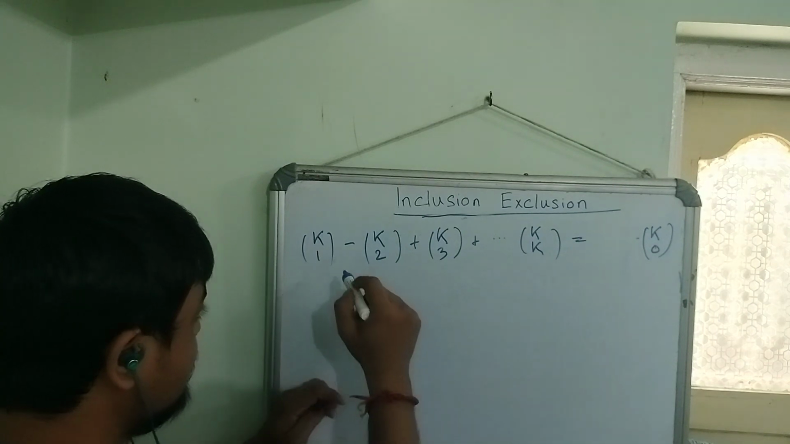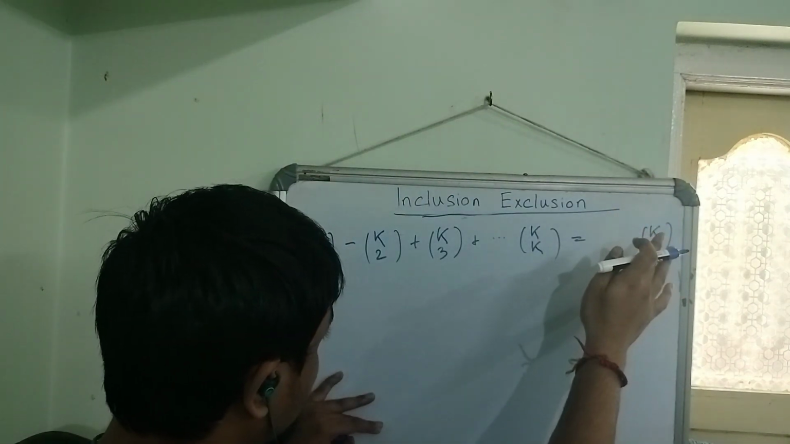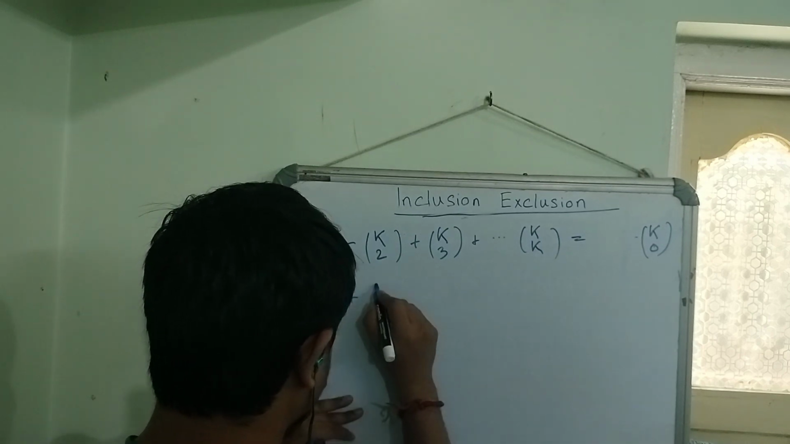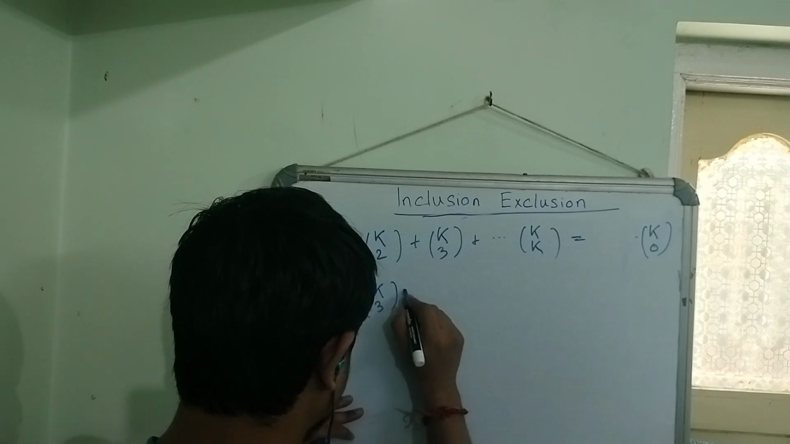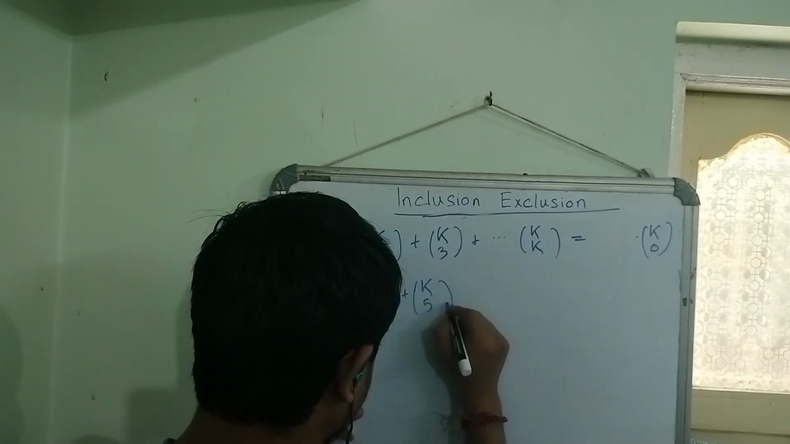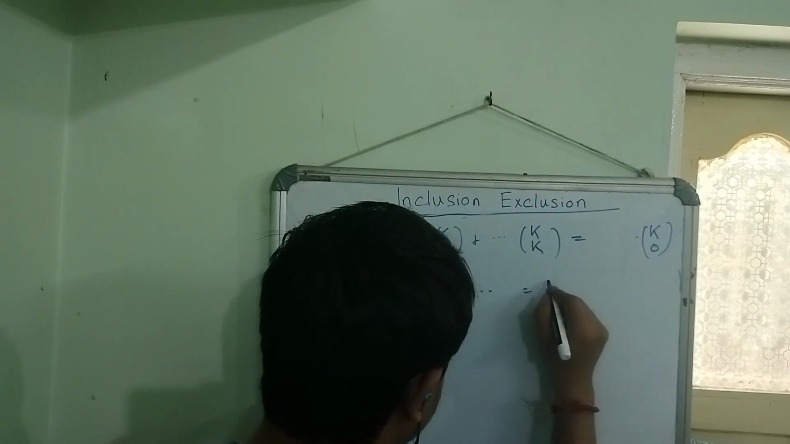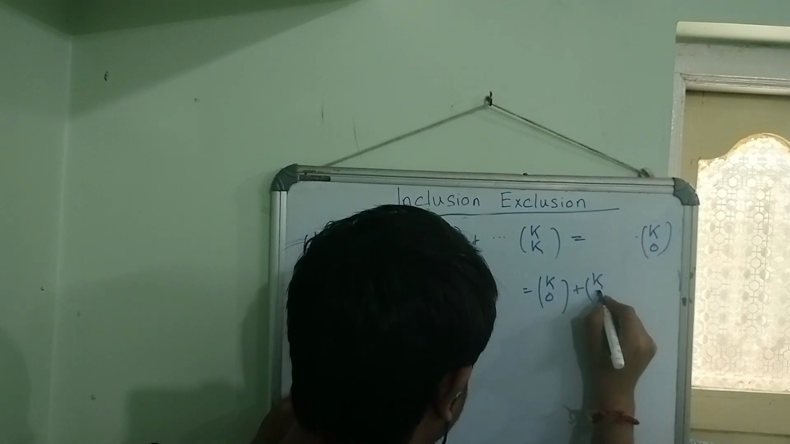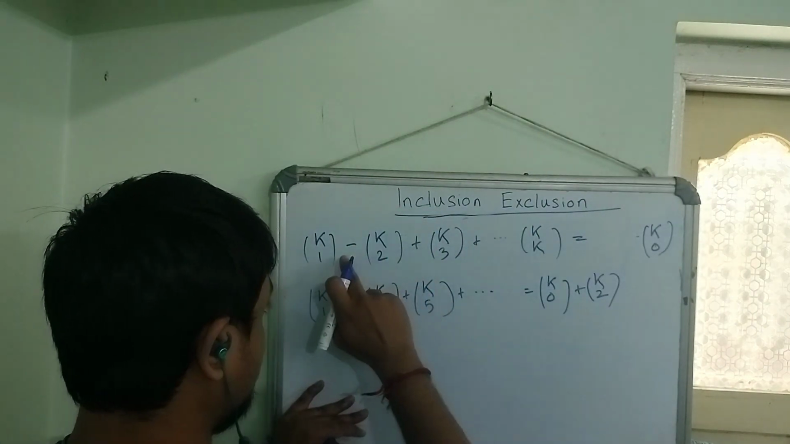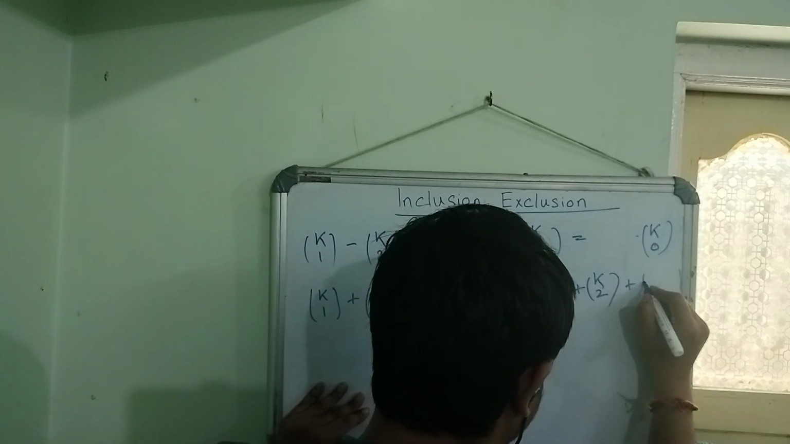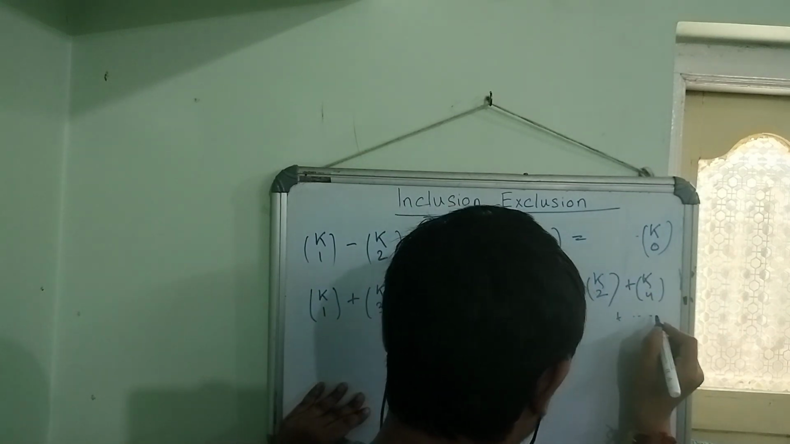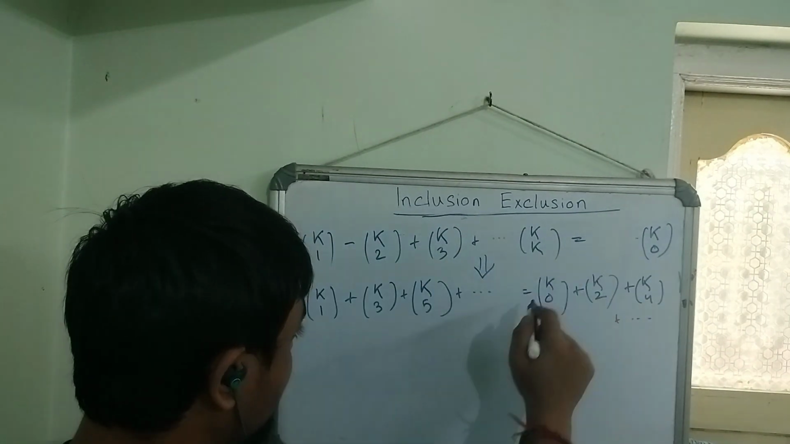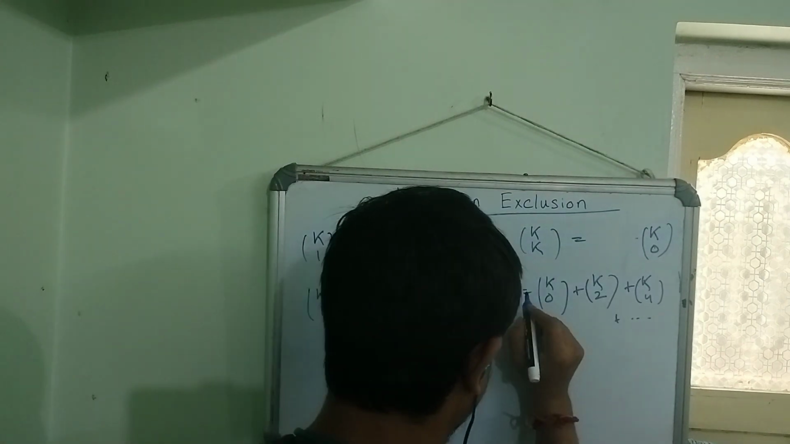Now if we shift those minuses to the RHS, I will get k choose 1 plus k choose 3 plus k choose 5 and so on, equal to k choose 0, which was already here, plus k choose 2. I shifted k choose 2 to this side because it had a negative sign, plus k choose 4 and so on. So this is equivalent to this. If I prove this, we are proving the same thing only.